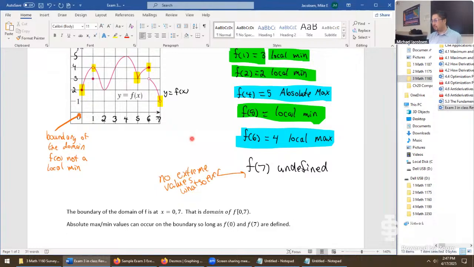And this is the big caution. Local max, min values never occur on the boundary of any function. So no matter if it's completely open or closed off in both directions, we'll never have a local minimum nor maximum right at the end point of the boundary of the domain. It's always in the middle for local.